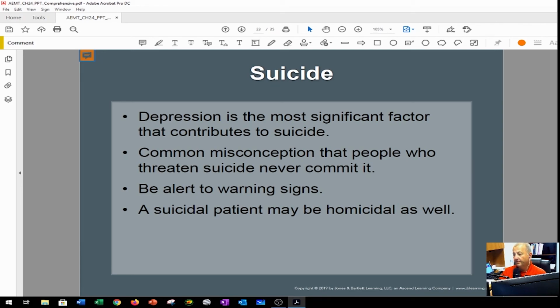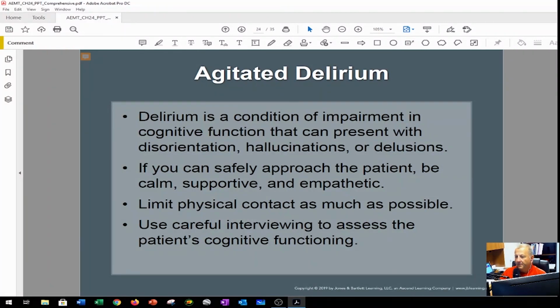Does the patient have, are they tearful, showing sadness when you're talking to them? Do they show despair, hopelessness? Are they avoiding eye contact? If they're not talking about the future, maybe you ask them something that would get a response about the future, like, do we have any trips planned, and they just don't ever talk about the future. Then we have agitated delirium. And this is an impairment in cognitive function that can present with disorientation, hallucinations, delusions.